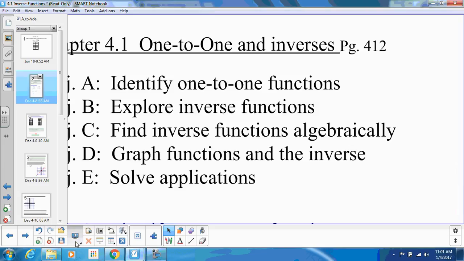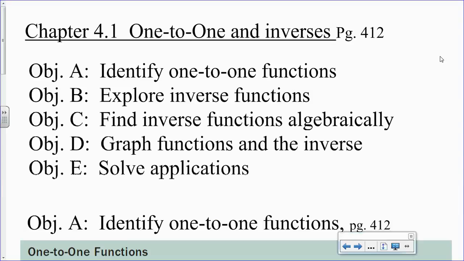So this is chapter 4. Chapter 4 is exponents and logarithms. The first section is talking about inverse functions. The reason why I talked about inverse functions is because exponents and logs are inverses of each other.